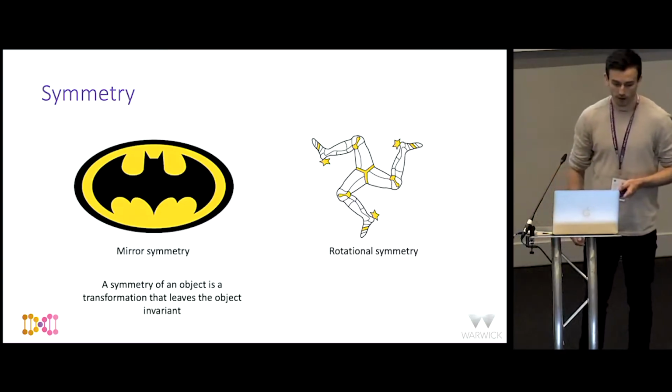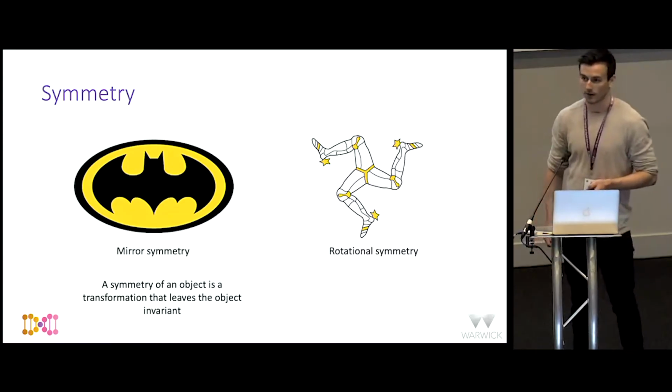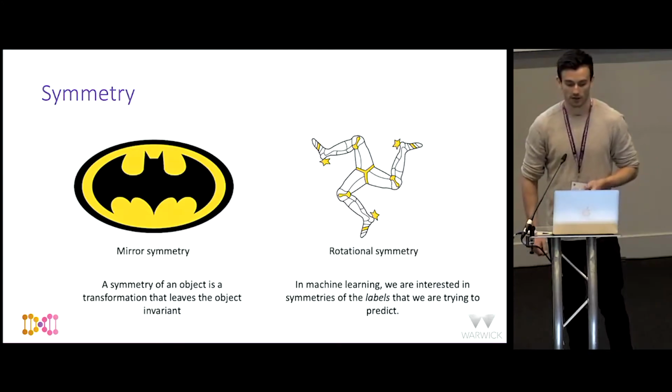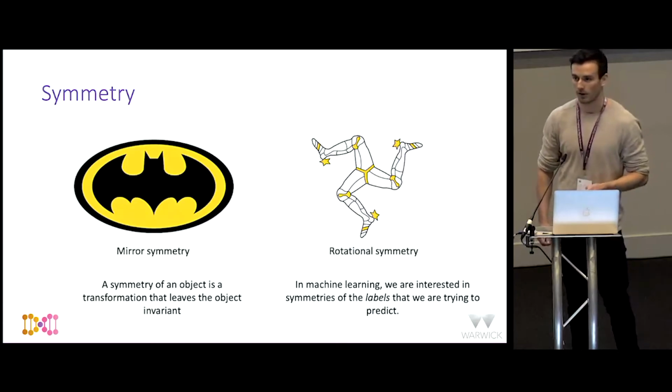So by definition, a symmetry of an object is a transformation that leaves that object invariant. But in machine learning, we are specifically interested in the symmetries of the labels. So what transformations will leave the label of that object the same?